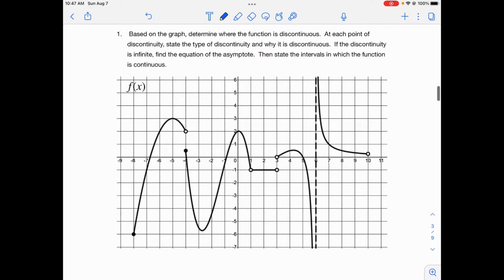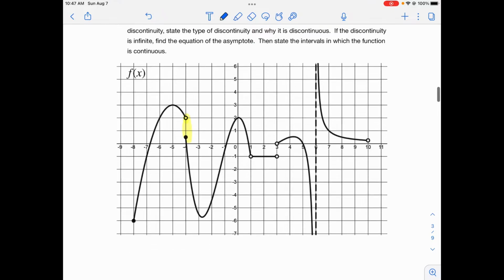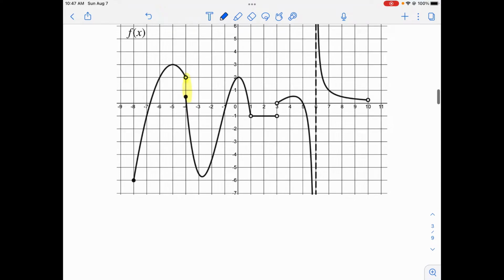So first, let's focus at this x value of -4. So I notice here at -4, I have jump discontinuity at x equals -4. How did I know that this is jump discontinuity? Well, I know it's jump discontinuity because the limit from the left of -4 is not equal to the limit as x approaches -4 from the right. The limit from the left is 2, the limit from the right is about 1/2, so they're not equal to each other.